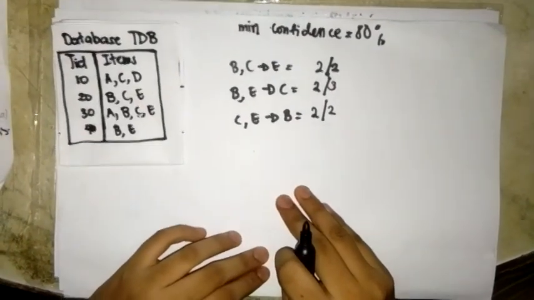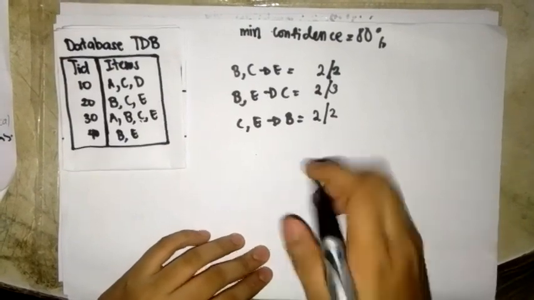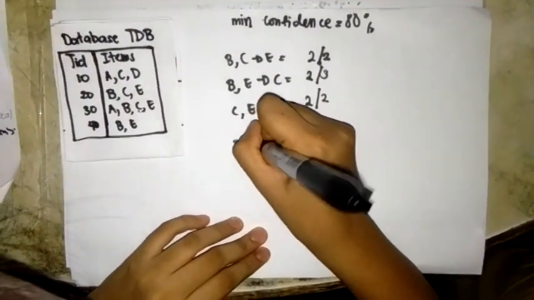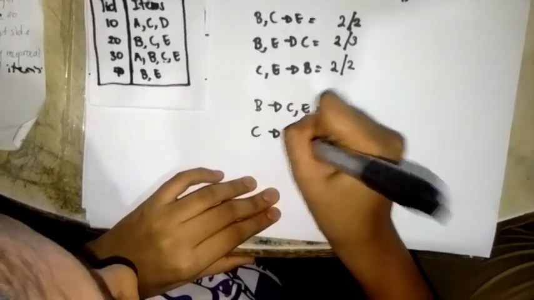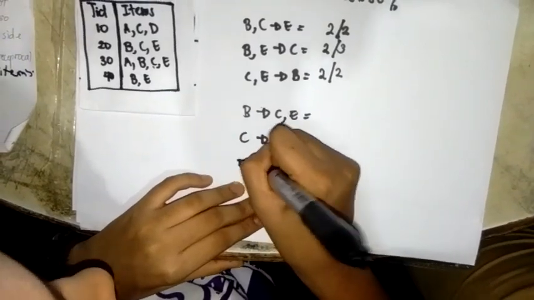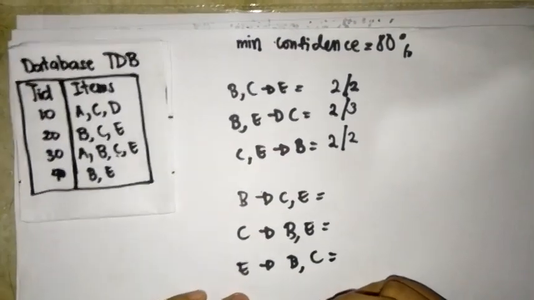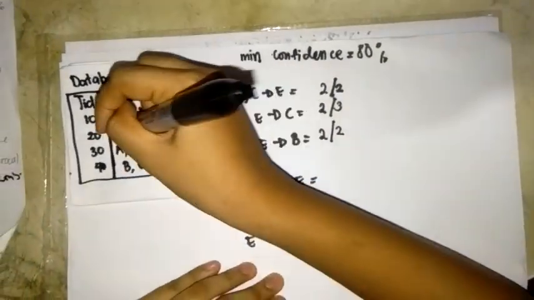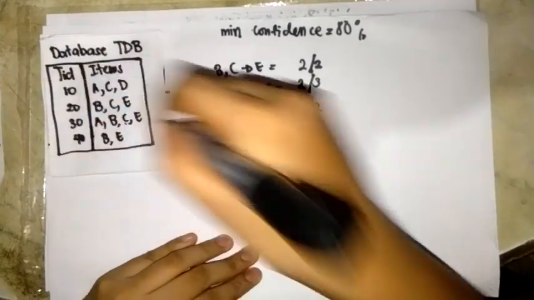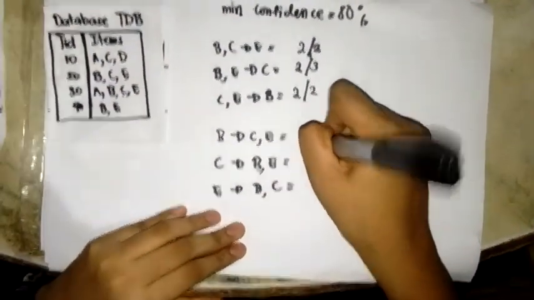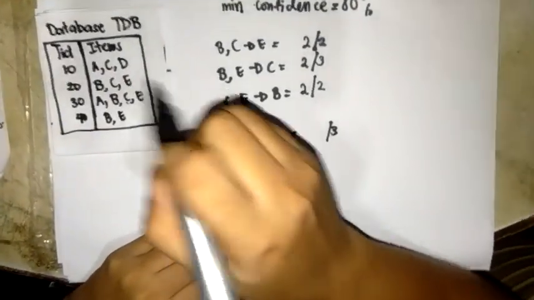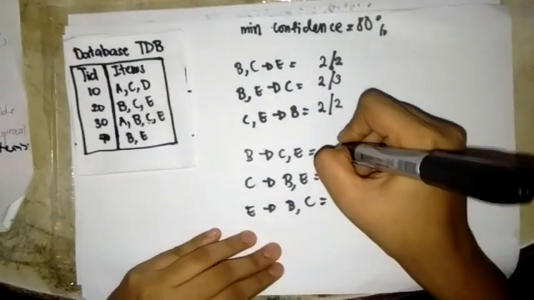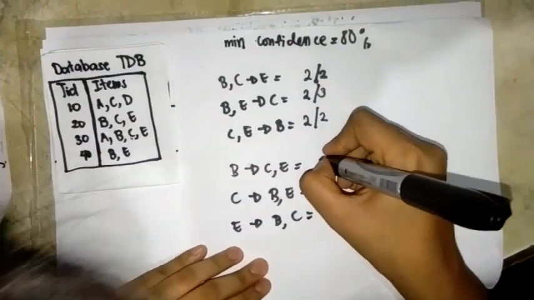So let's do the reciprocal items again, which are B and CE, C and BE, and E and BC. How many B in the transaction? We have 1, 2, and 3. So let's put the answer on the right side. How many CE in B? So we have 1 and 2. So let's put the answer on the left side.